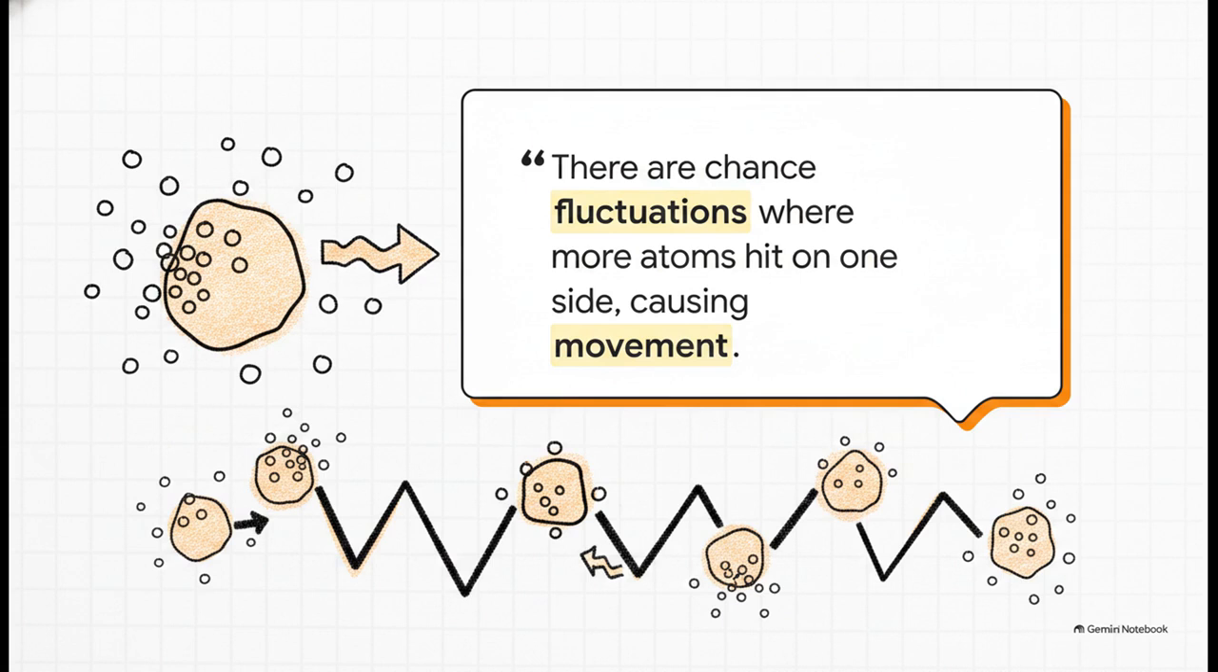fluids were made of tiny, invisible atoms constantly vibrating and moving. He explained that a suspended particle like our pollen grain is constantly being bombarded by invisible water molecules from every possible direction. Now, usually these hits just cancel each other out, but by sheer mathematical probability, there are chance fluctuations. There are brief moments where, purely by random chance, more water molecules hit the left side of the pollen grain than the right side. And that unbalanced force is what physically pushes the pollen grain. A millisecond later, more molecules hit the bottom, pushing it up. And that right there is what creates that random zigzag path.